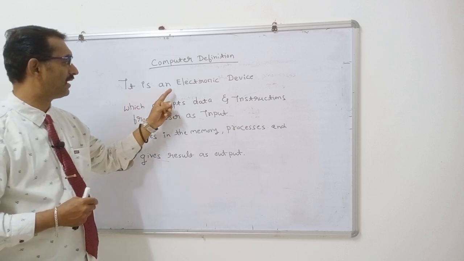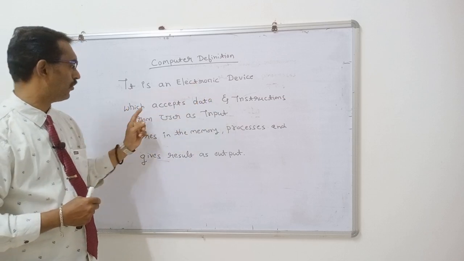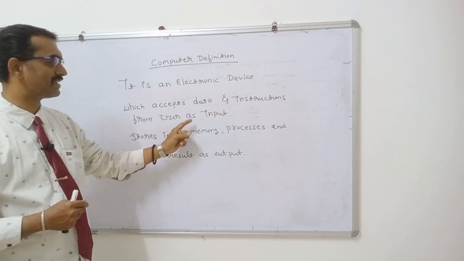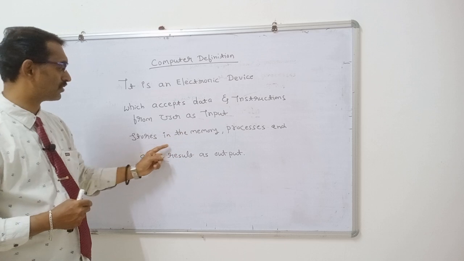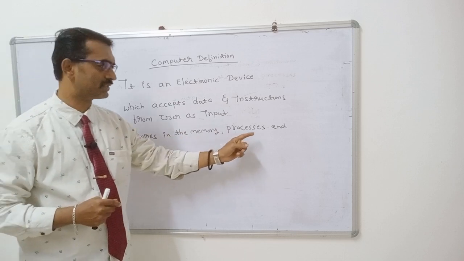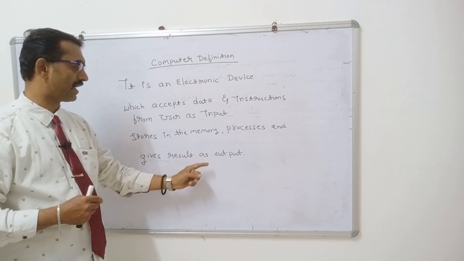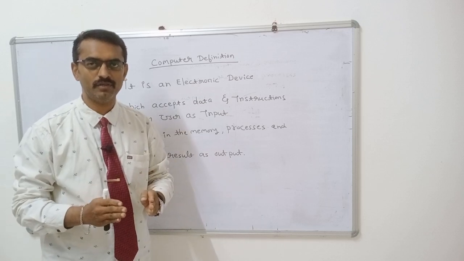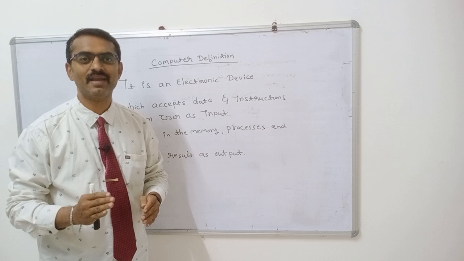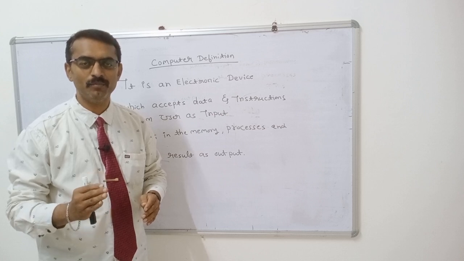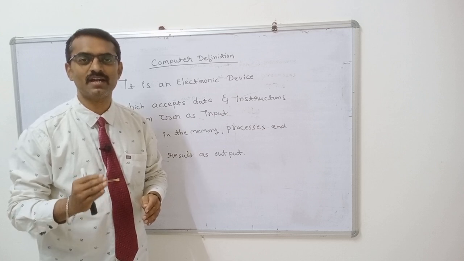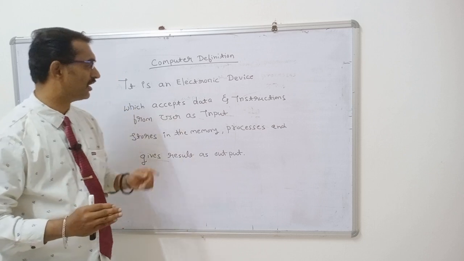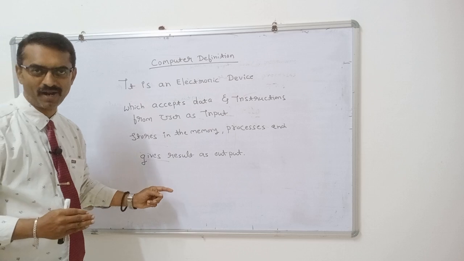Computer is an electronic device which accepts data and instructions from the user as input, stores in the memory, processes and gives result as output. So this is the definition of computer. Now let us try to understand this in detail. To make it easier to understand, I have divided this definition into 4 parts.